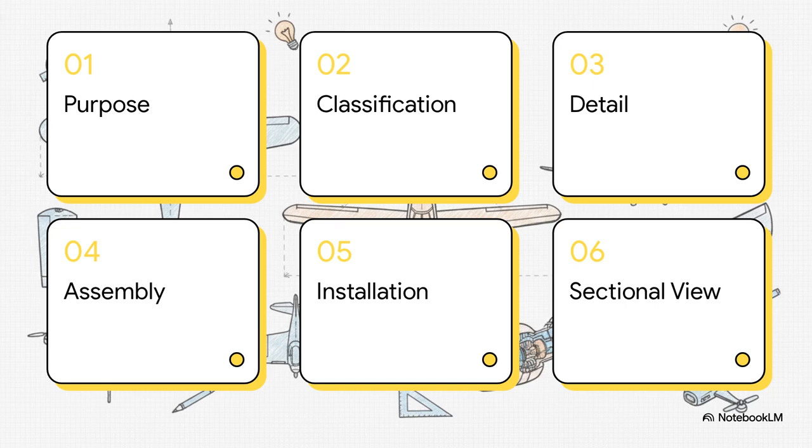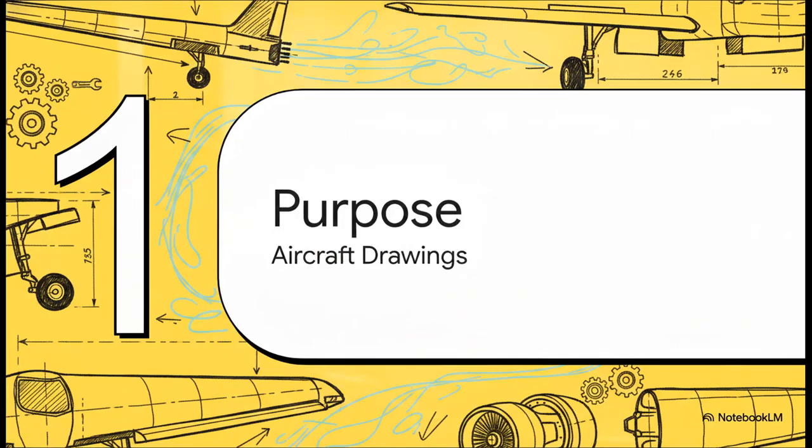Today's agenda is all about building our understanding from the ground up. We'll cover the purpose of aircraft drawings, their classification, and then look at detailed drawings, assembly drawings, installation drawings, and finally, sectional view drawings. All right, Section 1, Purpose of Aircraft Drawings.